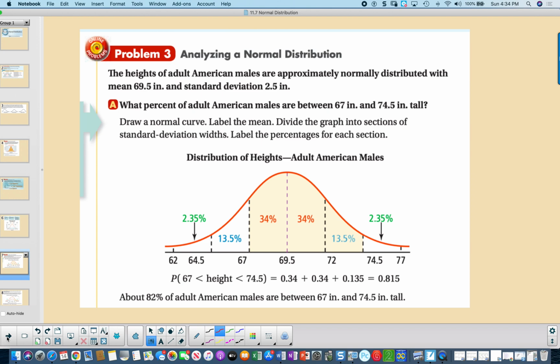Let's take a look at analyzing a normal distribution. What percent of adult American males are between 67 inches and 74.5 inches? You can see that 67 and 74.5 are one standard deviation below the mean, and then 2 standard deviations above. So you add those percentages together, and that will be the total percentage that you would expect to find in this data set.